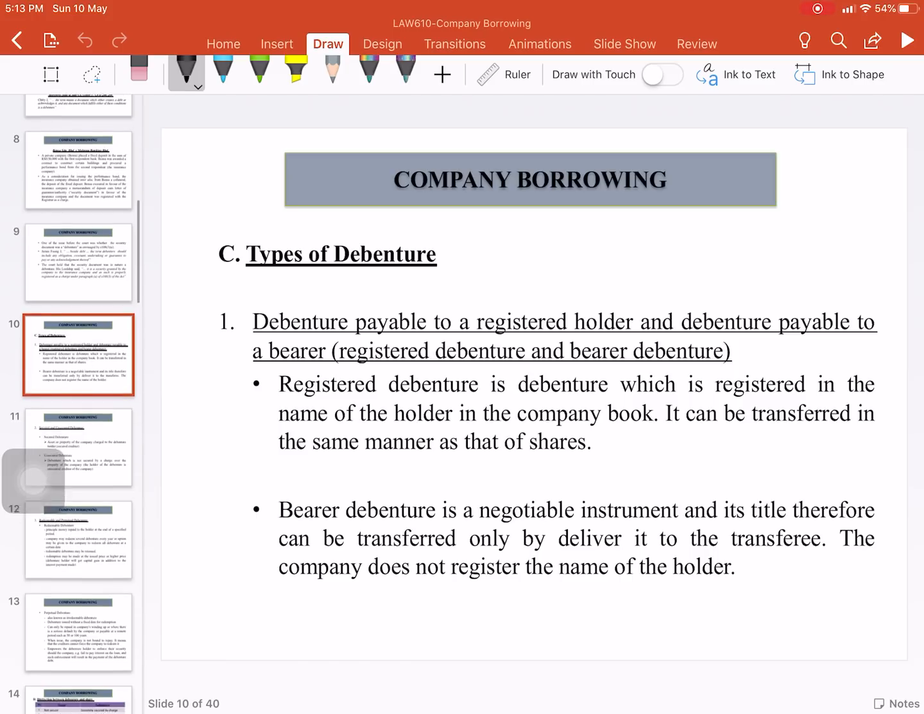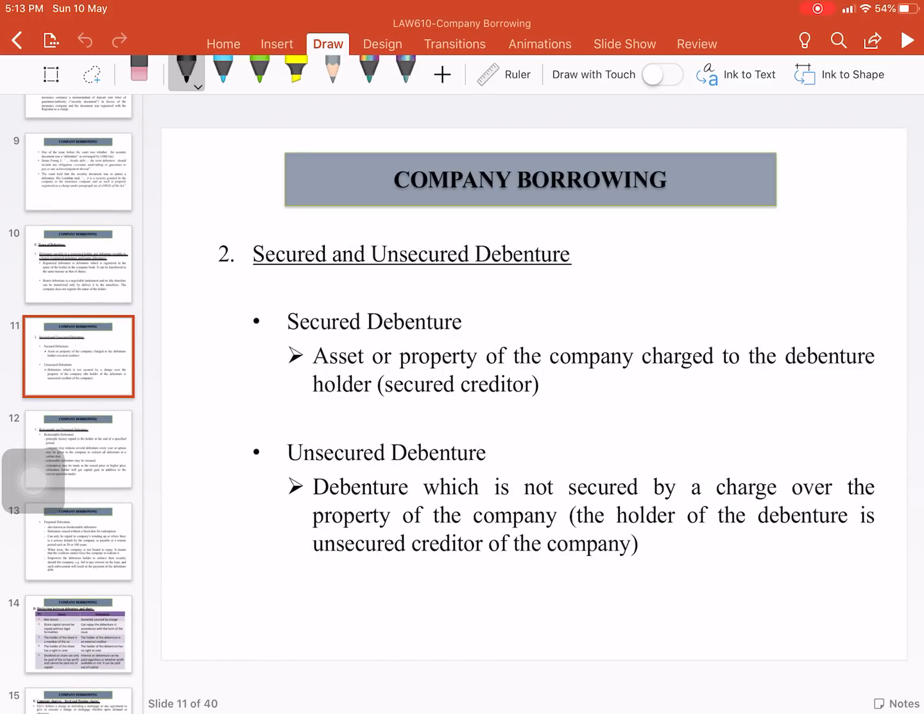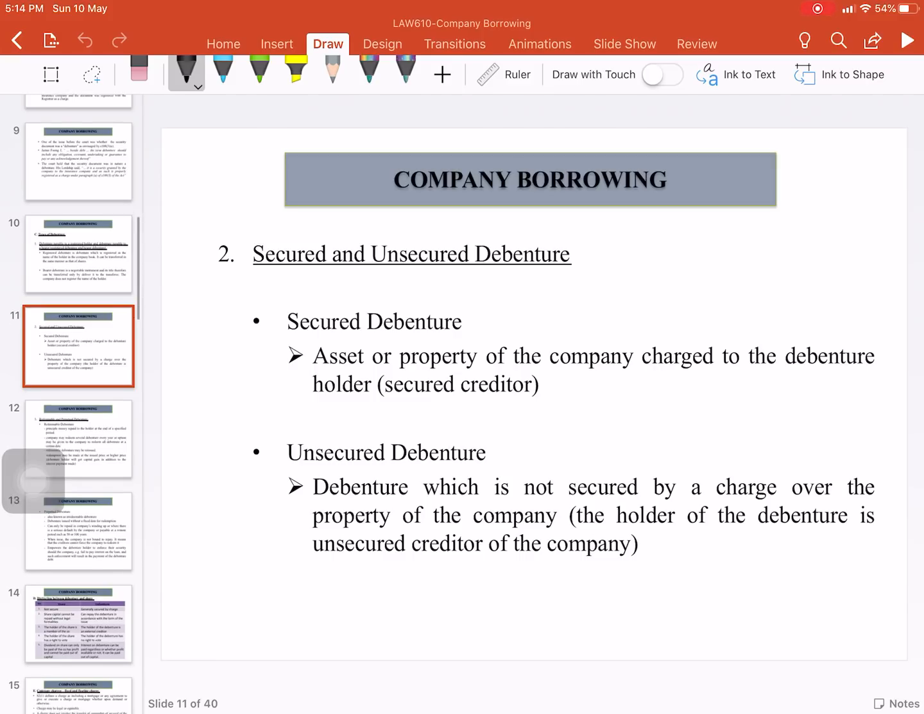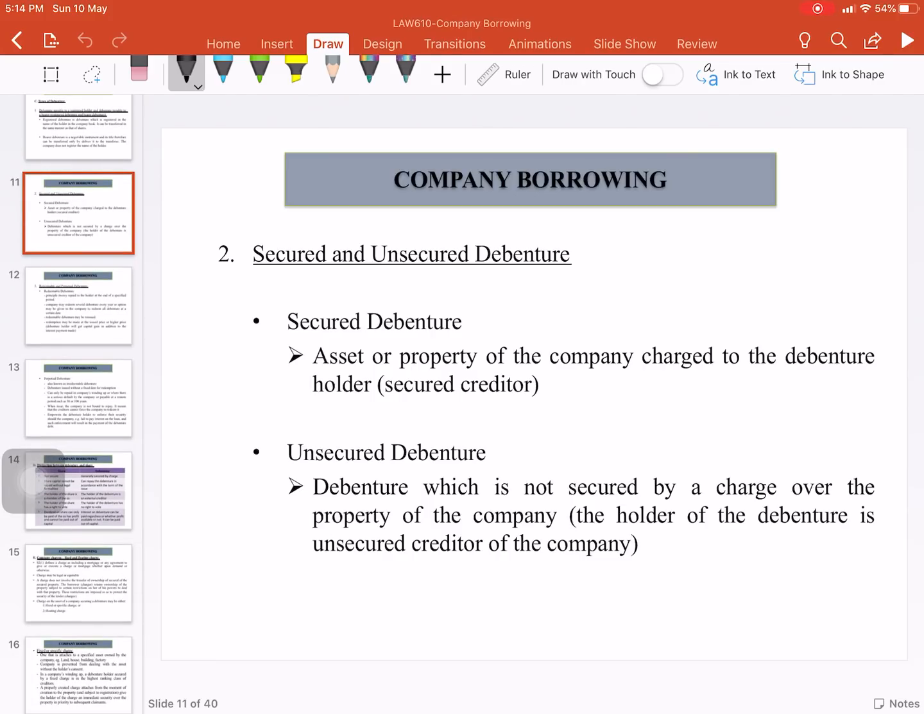Okay, and then the second type is secured and unsecured debenture. When we talk about secured debenture, we talk about assets or property of the company charged to the debenture, and the debenture holder becomes the secured creditor. Now, unsecured debenture is not secured by charge over the property of the company, so the holder of the debenture is called an unsecured creditor. So when it's a secured creditor, there's some charge being charged to the debenture. Same thing when unsecured creditor, there's no assets being charged.